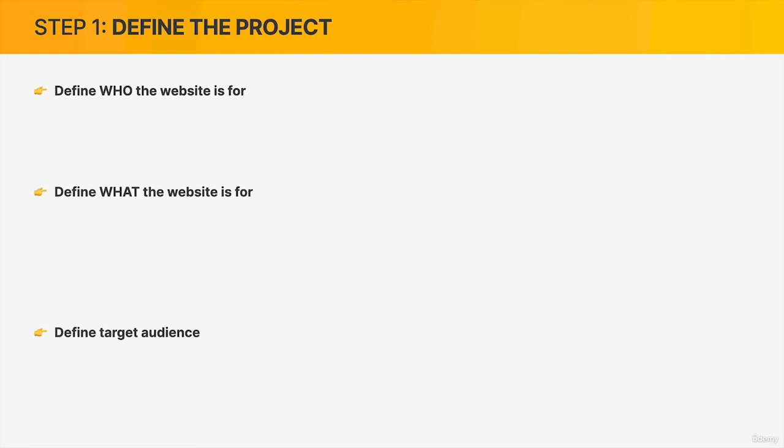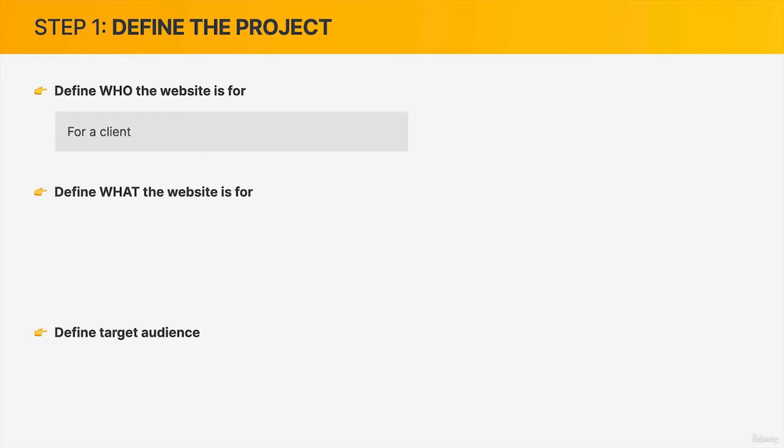So the first one is very easy. In this case, this project is for a client. So the SPICZ company in this case. Next, defining what the website is for is basically defining the user goal and the business goal.